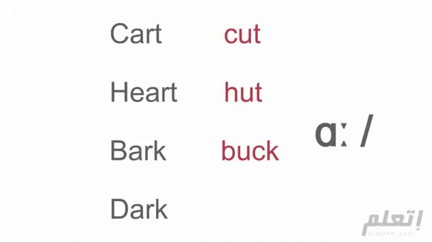Where do we see these two sounds in English? Let's have a look. As you see, the first sound is this symbol, and this is the second sound. Now repeat after me. Cart, cut. Heart, hut. Bark, buck. Dark, duck. Like that. Now one more time.